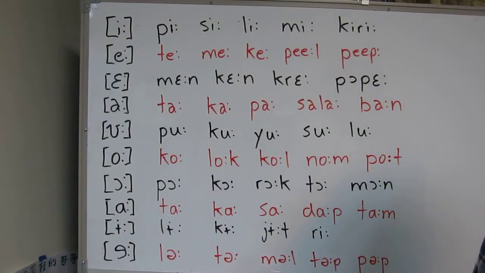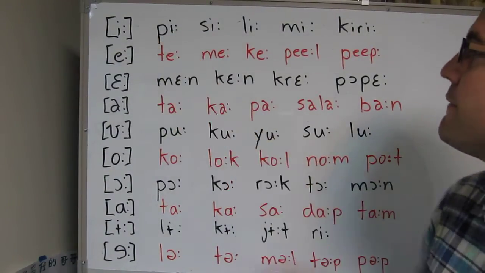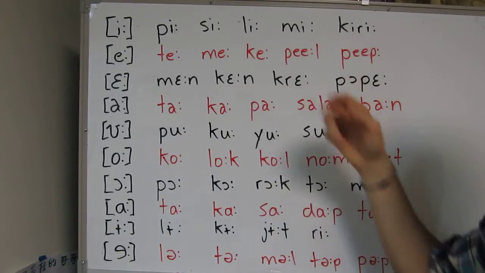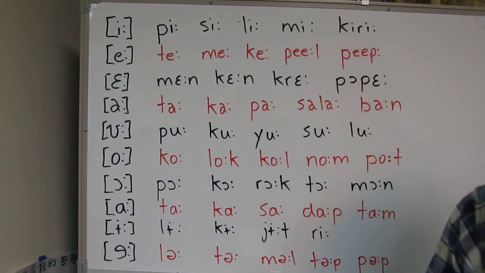Vowels. Long vowels. E, B, C, Li, Mi, Kiri, E.